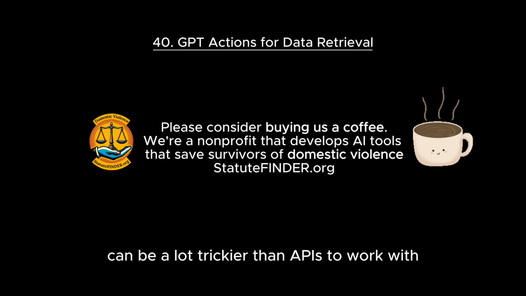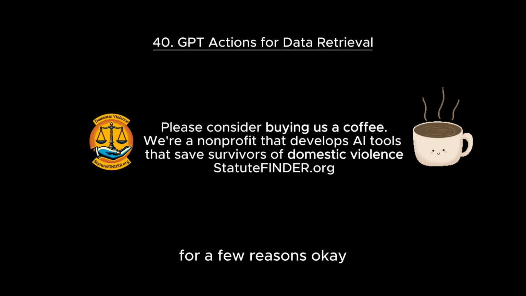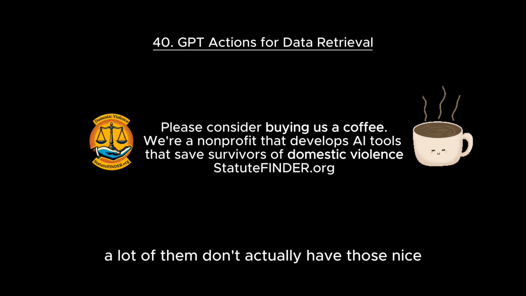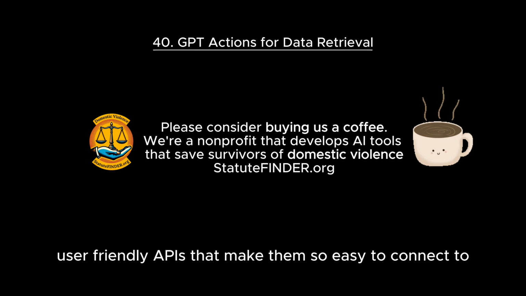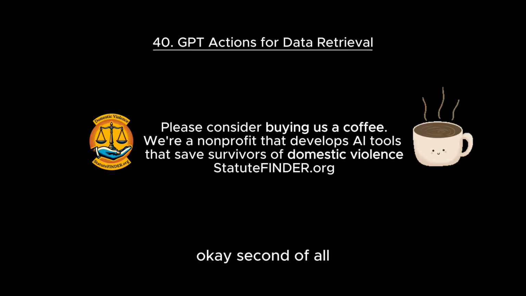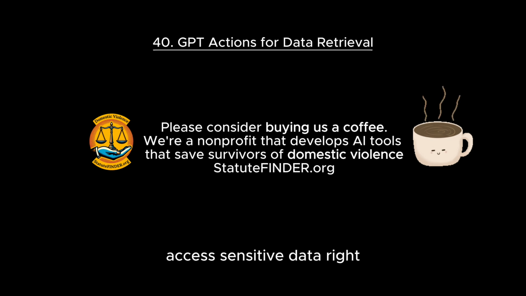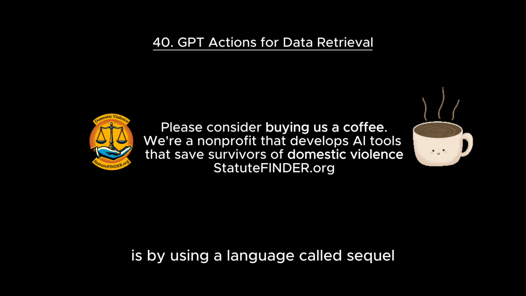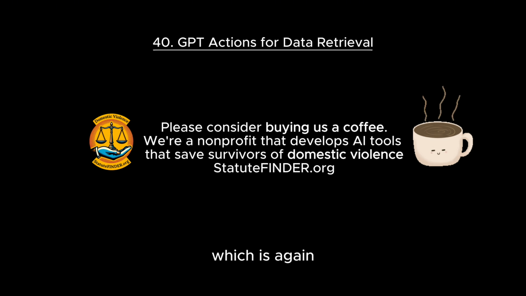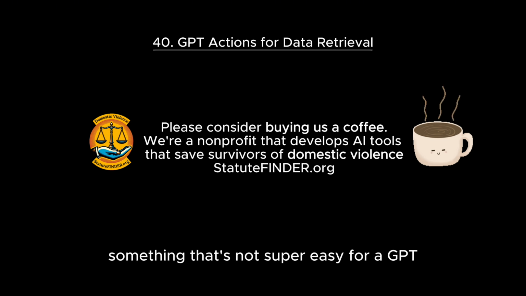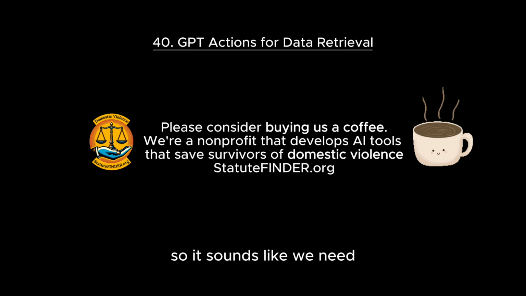Relational databases can be a lot trickier than APIs to work with for a few reasons. Okay. First of all, a lot of them don't actually have those nice user-friendly APIs that make them so easy to connect to. Second of all, they're often very locked down for security reasons. You don't want just anyone being able to access sensitive data, right? Right. And then third, a lot of times the way that you query a relational database is by using a language called SQL, which is, again, something that's not super easy for a GPT to understand without a little bit of help. So it sounds like we need a translator to bridge that gap.